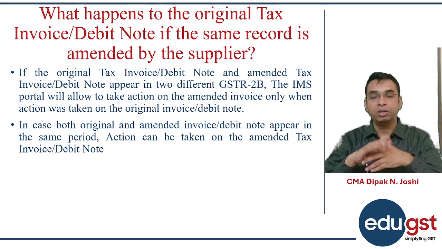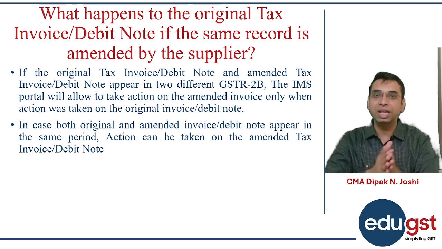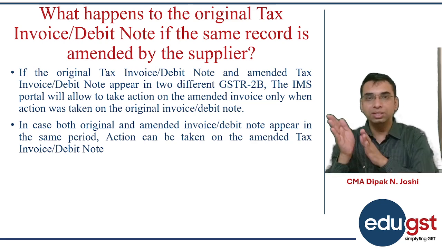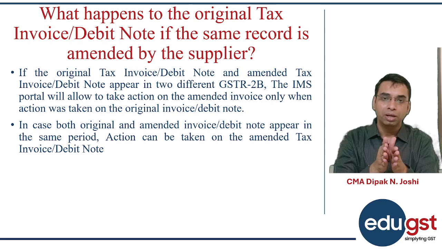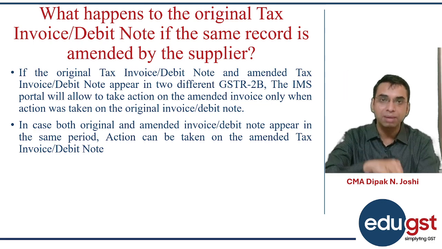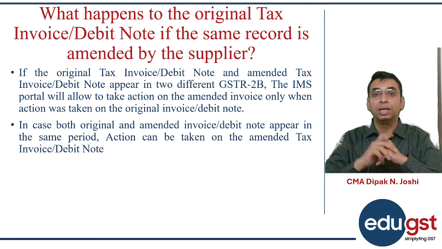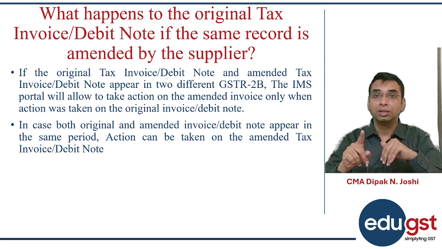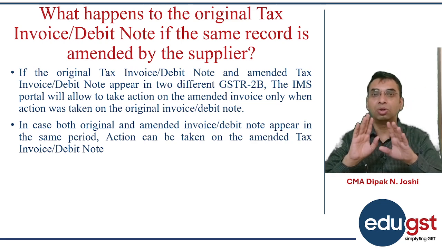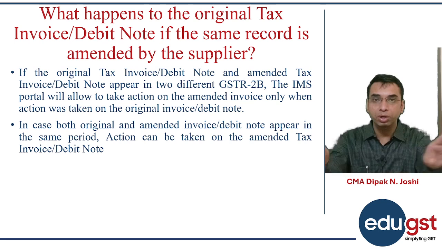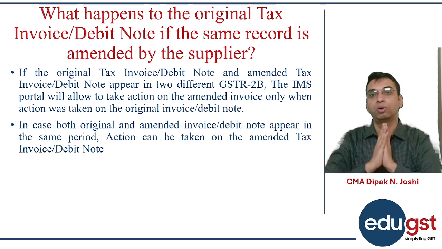Now another scenario, second scenario. In second scenario, say both original and amended record, invoice or debit note is appearing in the same GSTR 2B. In that case, you can directly take the action on the amended record. There is no need to take the action on original record.